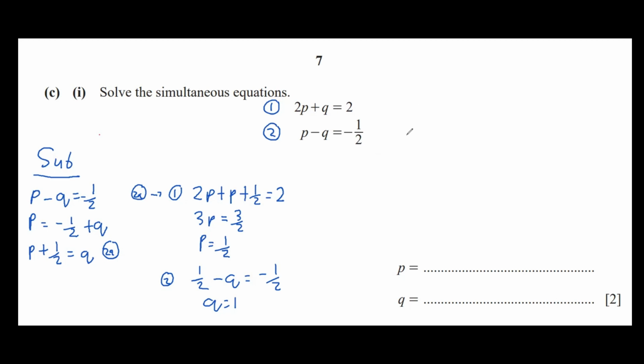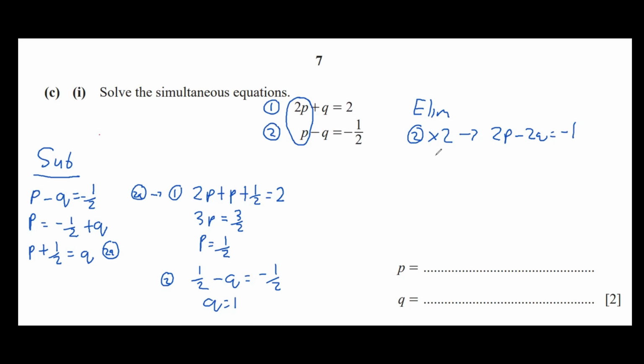Now, let's do the elimination way. I'll just start over here. What this does is that we want to make one of the coefficients equal, either the P or the Q. And it's probably easier if I make the P coefficients equal. So I'm going to multiply equation 2 by 2. And that's going to give me 2P minus 2Q equals minus 1.